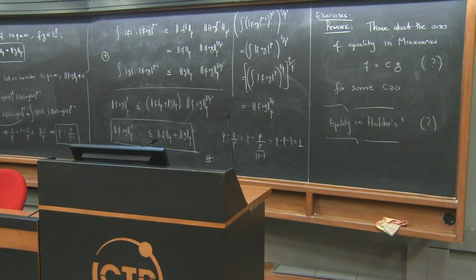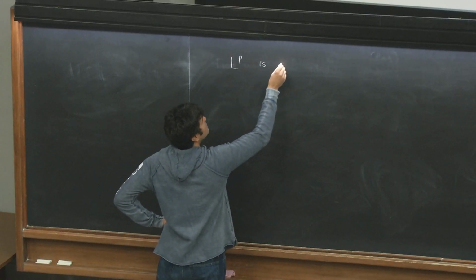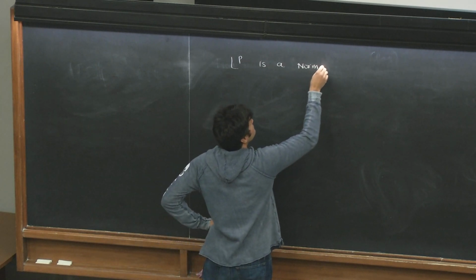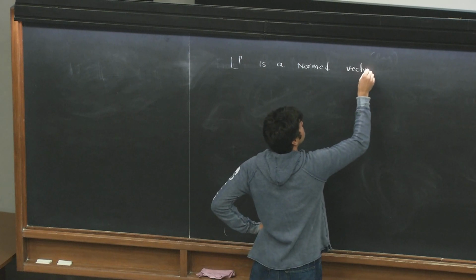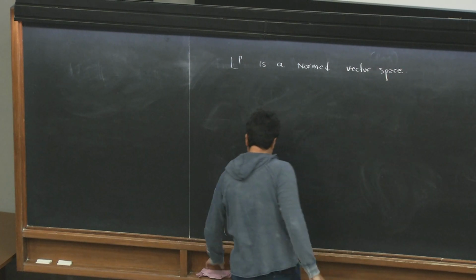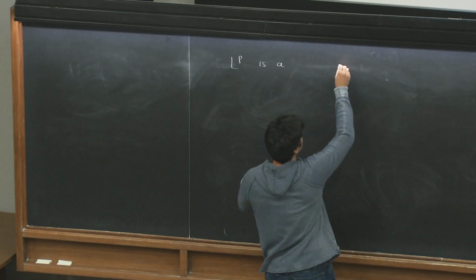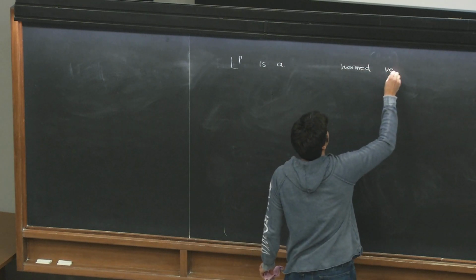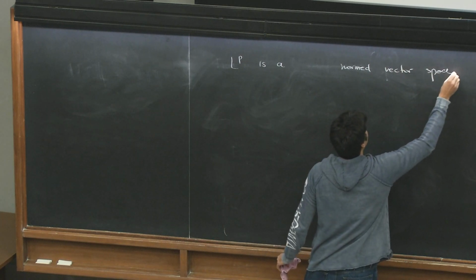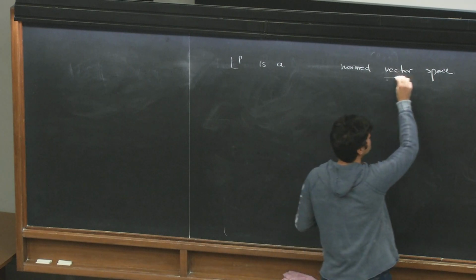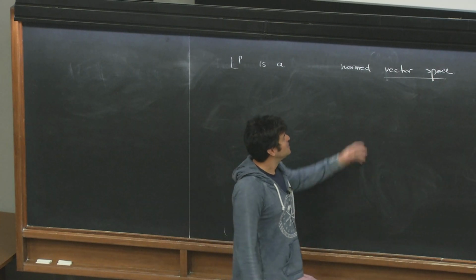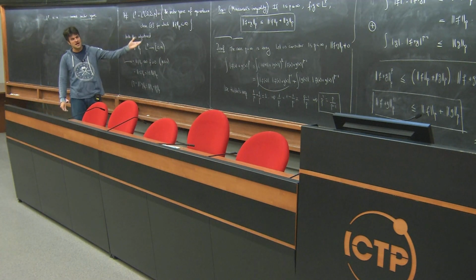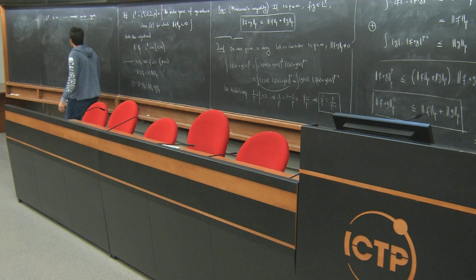Moving on. Okay, so we have succeeded in making this space a normed vector space. So now my L^p is a normed vector space. It started just as a vector space. When I considered the equivalence classes, we proved the triangle inequality, which was the last remaining piece to prove that this is in fact a norm. So we have a norm.